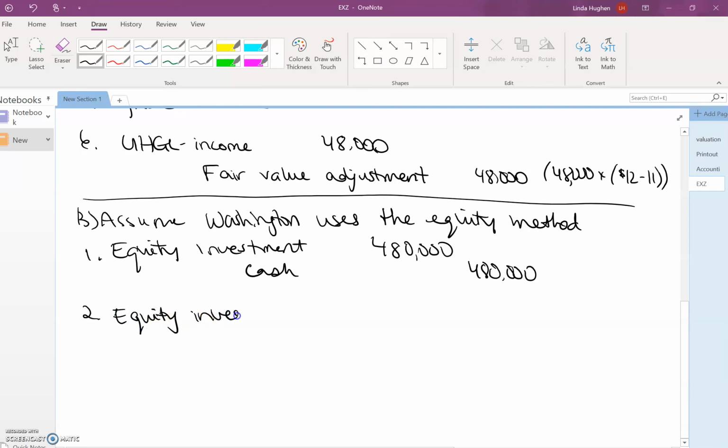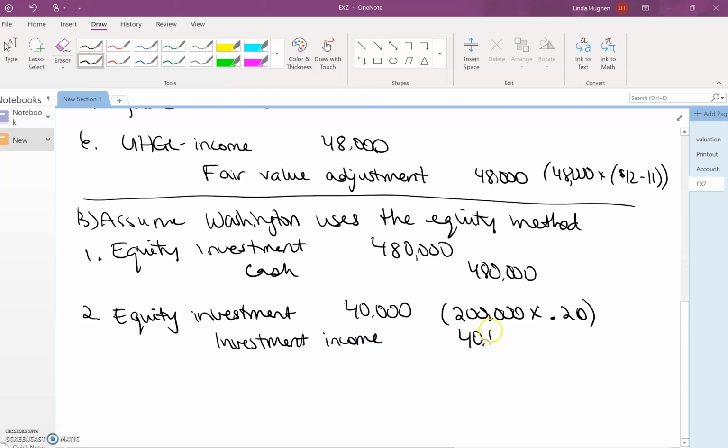So I'm going to debit equity investment for Washington Company's proportion of the net income. We own 20% and the net income was $200,000. Equity investment increases by $40,000. And what account do we credit? It's going to be investment income. We own so much of this company that their income is our investment income.